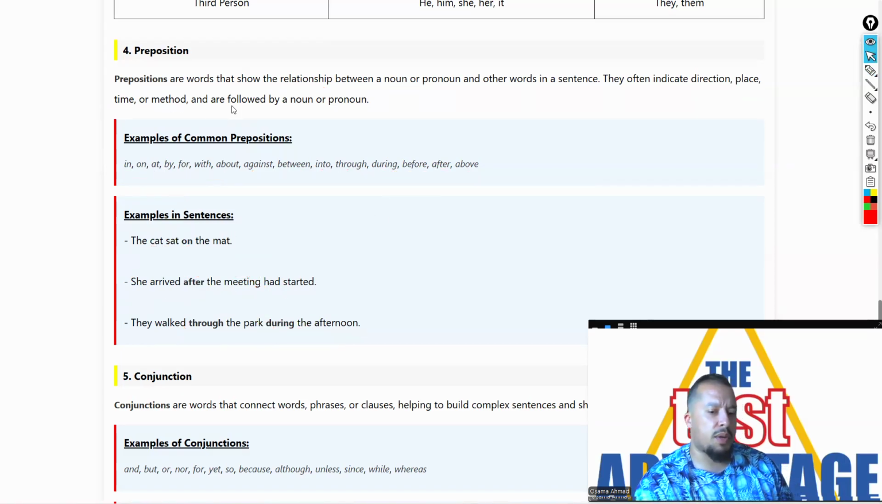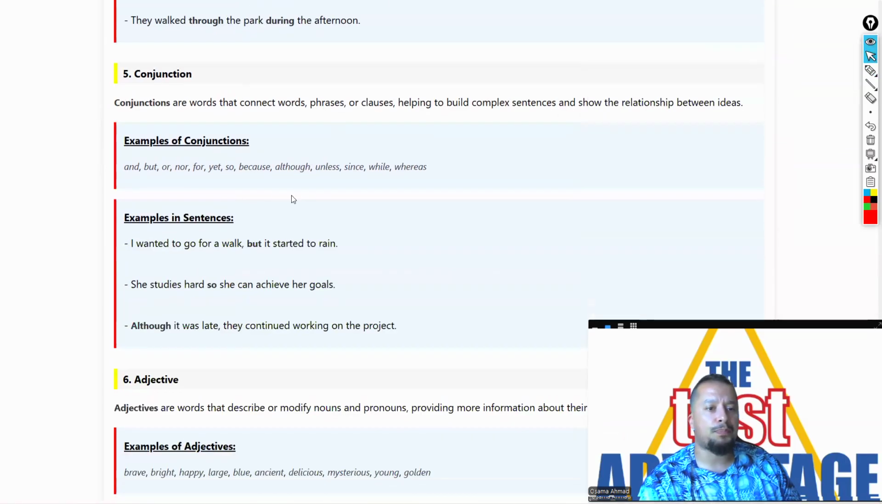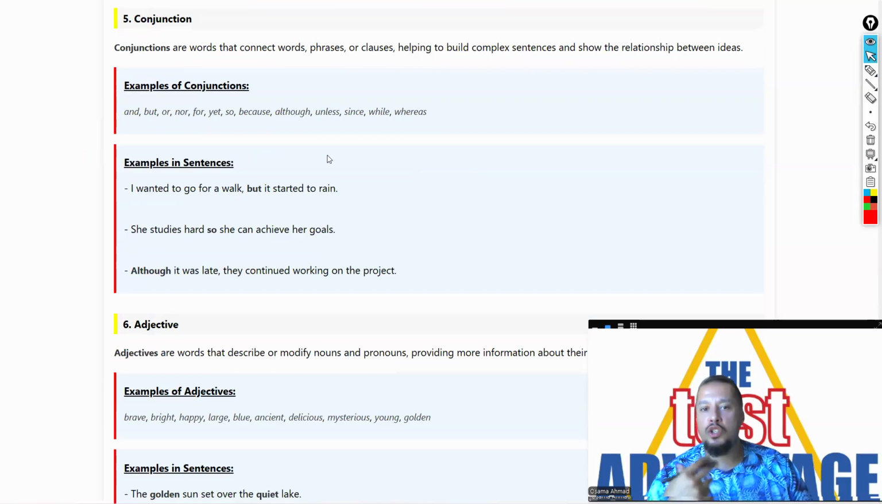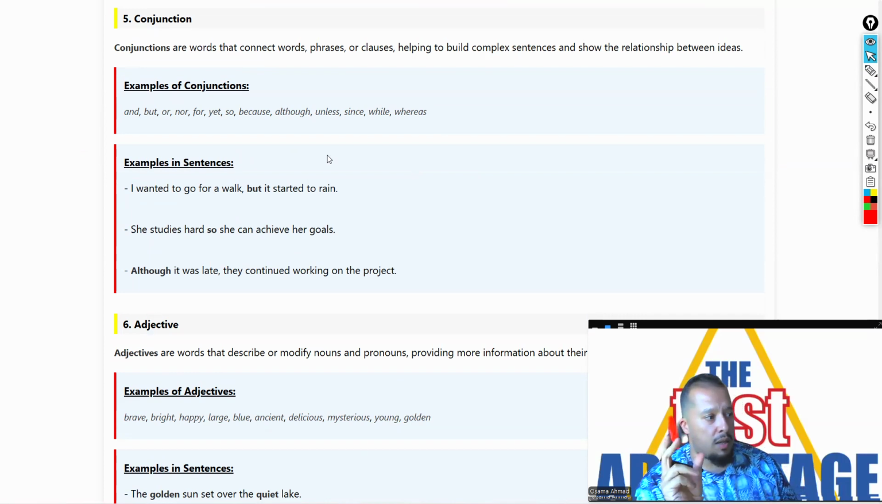Very basic things, by the way. Conjunctions. What is a conjunction? Conjunction, transition, but we'll focus on conjunction now. It's a word that connects two words together, or connects two ideas together. Right? So a conjunction is words that connect words, phrases, or clauses.